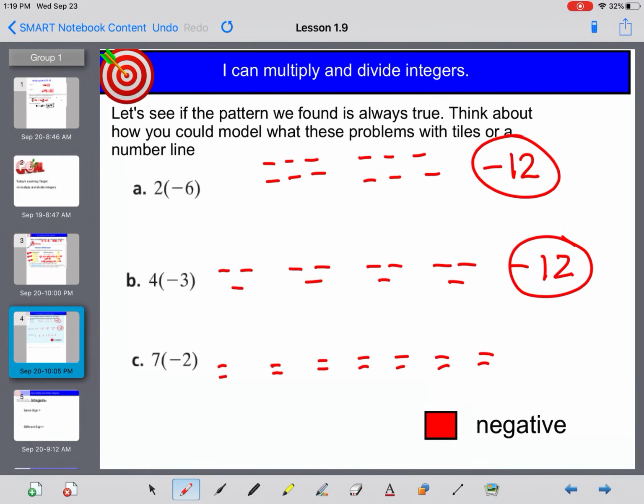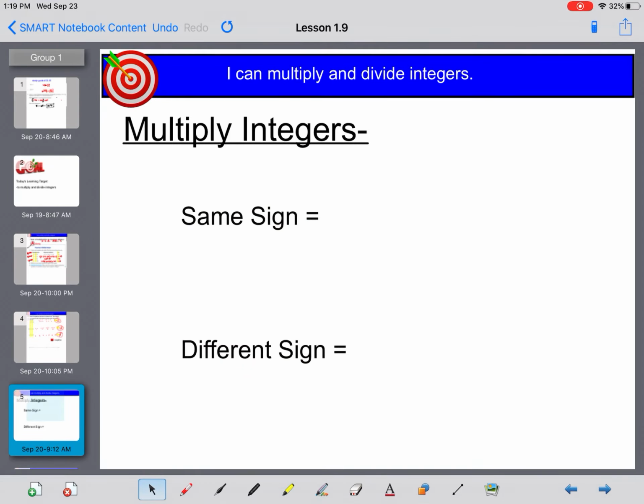And so when I count up or take the sum of all of those tiles, I have 14 negative tiles. Now, did the pattern hold true? My first number is positive, and the second number is a negative number. So a positive times a negative, it looks like I always end up with a negative answer. So let's write this down in your notes.